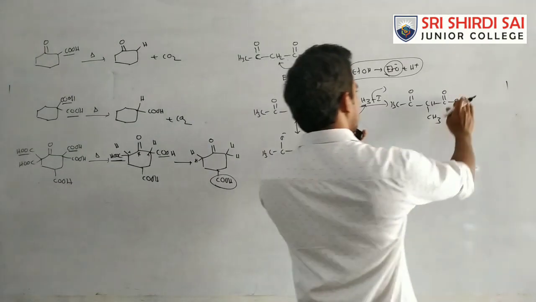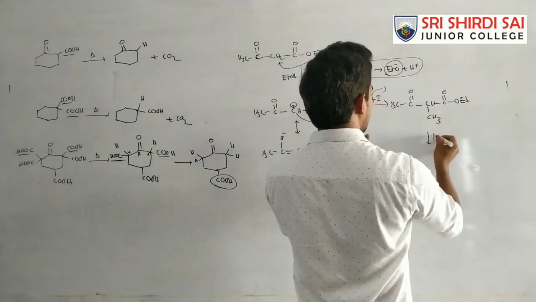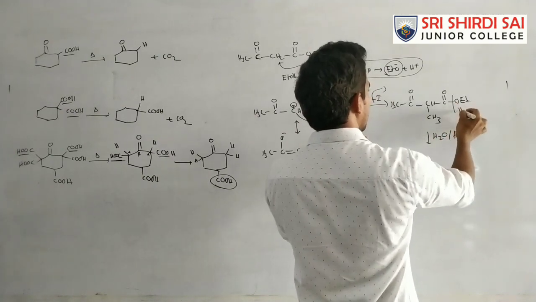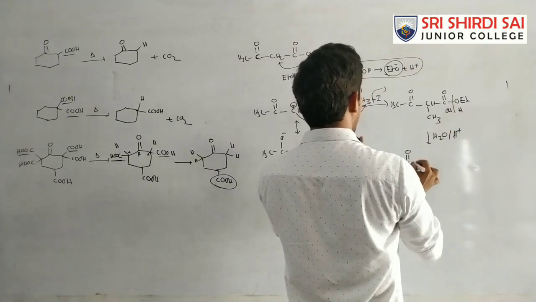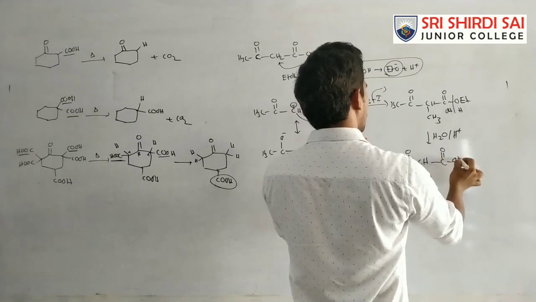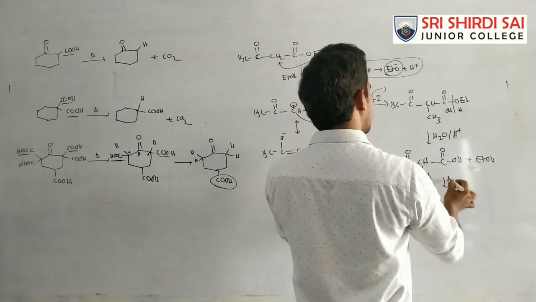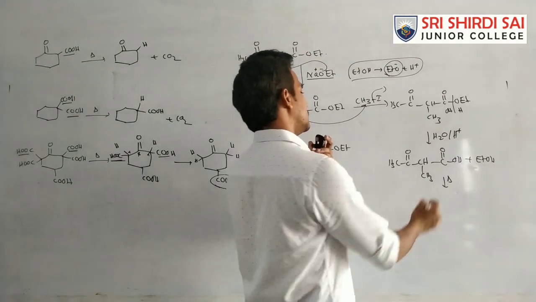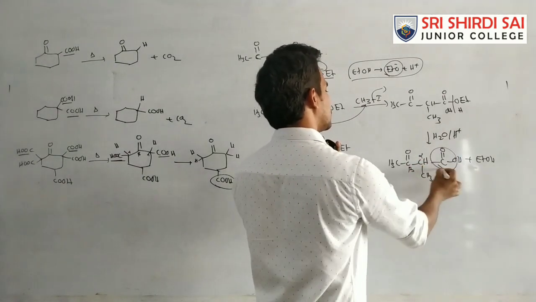Now this is the ester. This ester molecule on hydrolysis in acid medium gives CH3C double bond O, CH, CH3, C double bond O, OH plus ethyl alcohol. Now this one on heating: here is the alpha carbon, this is the beta carbon. It is a beta keto acid, so decarboxylation takes place.